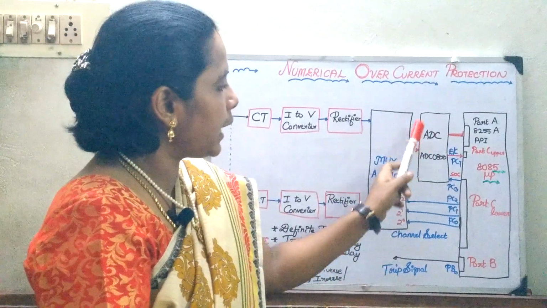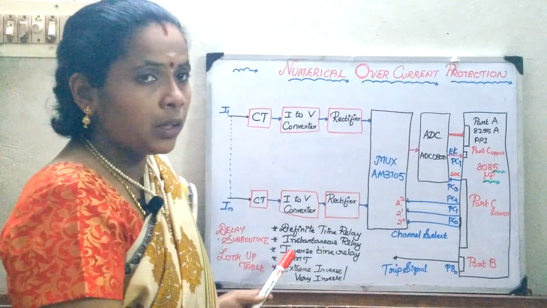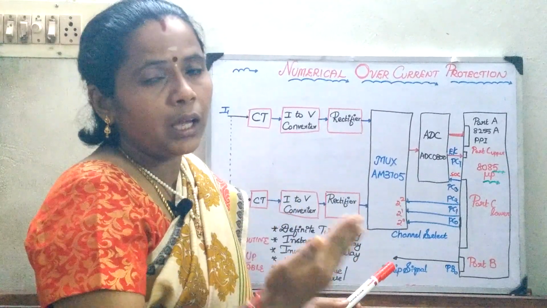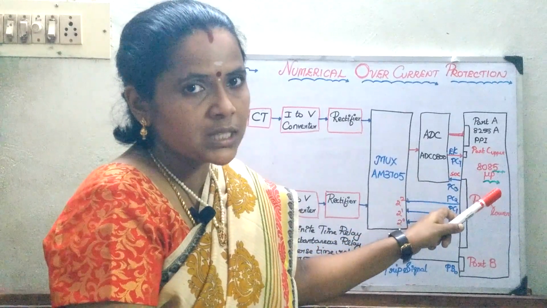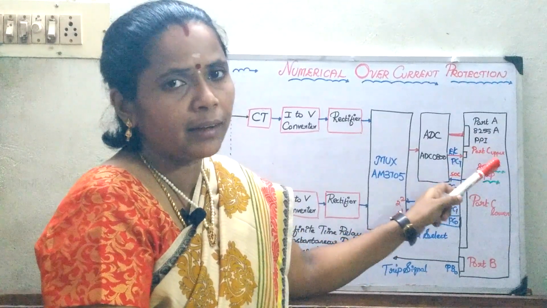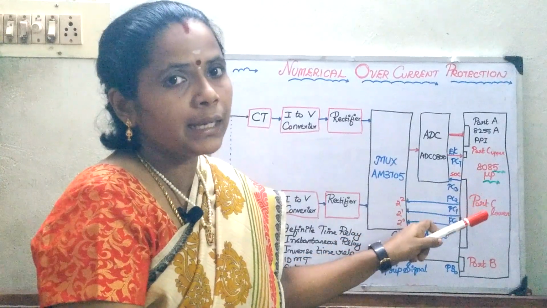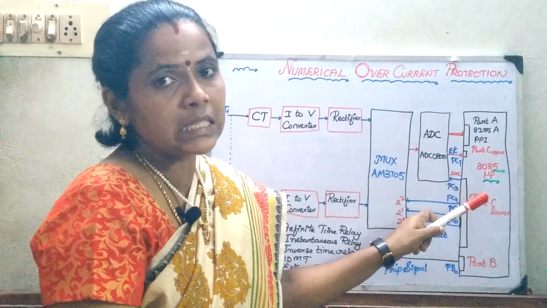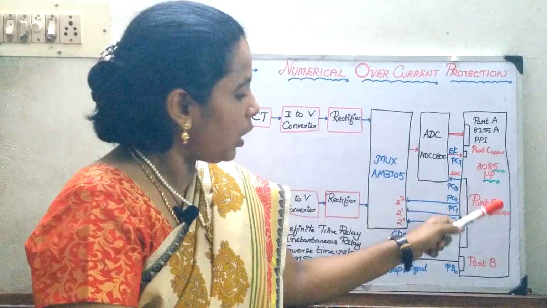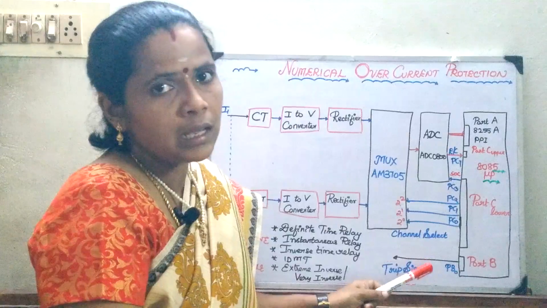Once the end of conversion is given, you will have a lookup table, depending upon the reference value. The microprocessor checks the fault current against this lookup table current or reference value, and accordingly issues a trip signal if the fault current exceeds the pickup value. It then gives a trip signal to the circuit breaker to isolate the circuit.